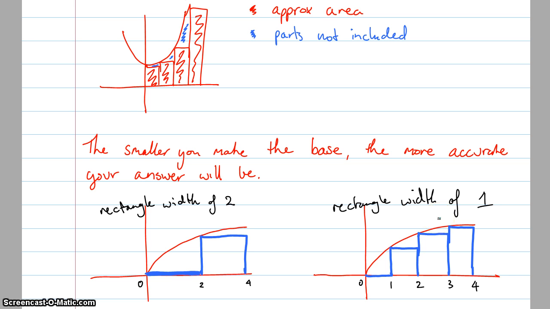In fact, when we do the proper integration, we're essentially making the width of the rectangles almost nothing, so that we can find out what the exact area is. And that's the theory behind all of this.